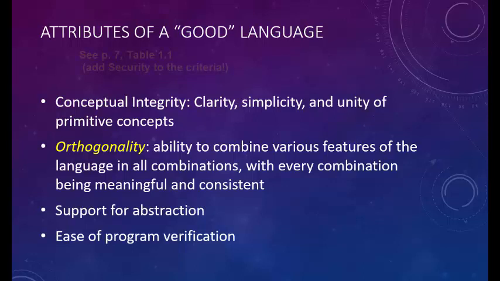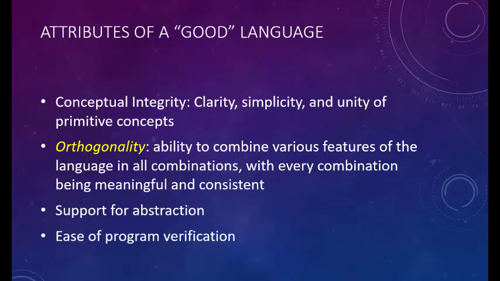A good chart to review is on page 7 of your textbook in terms of the criteria for judging a language. Conceptual integrity. This covers the clarity, simplicity, and unity of primitive concepts. Is the language easy to read and write? Can you read through that code and figure out what's going on?